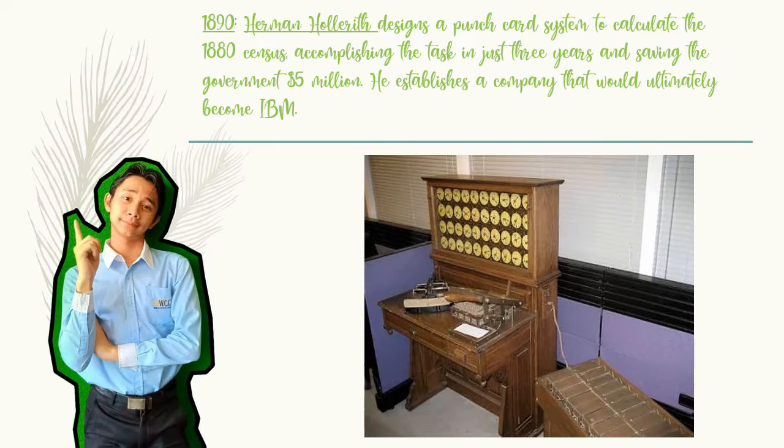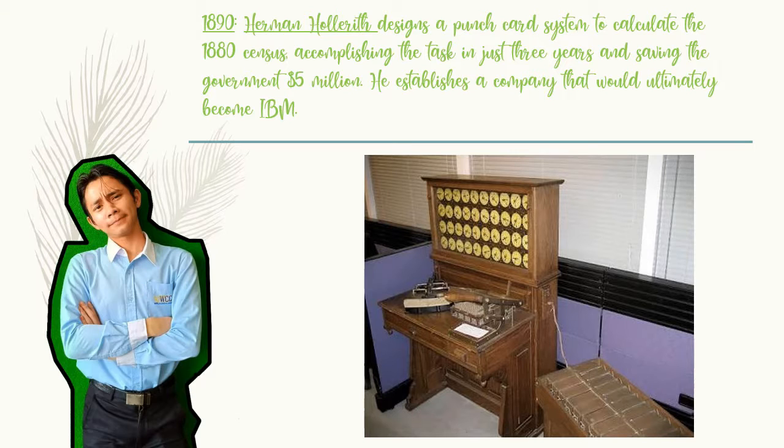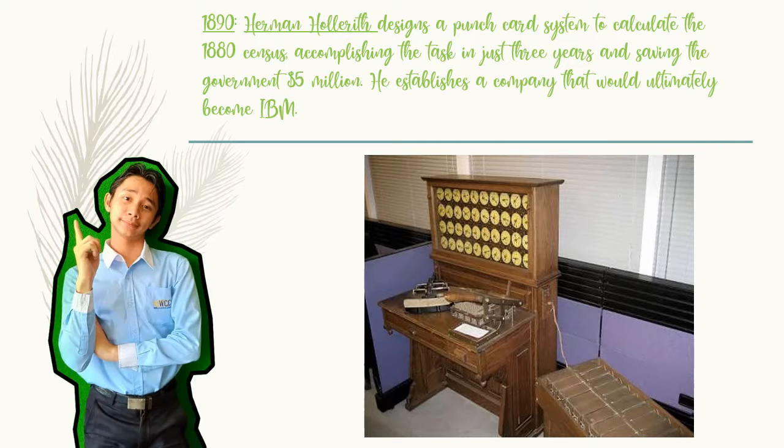Next slide. In 1890, Herman Hollerith designs a punch card system to calculate the 1880 census, accomplishing the task in just 3 years and saving the government $5 million. He establishes a company that would ultimately become IBM. And you can see in the picture the machine designed by Herman Hollerith.